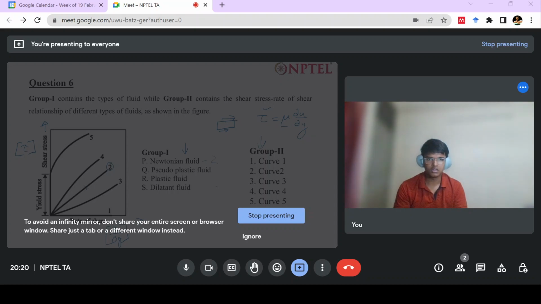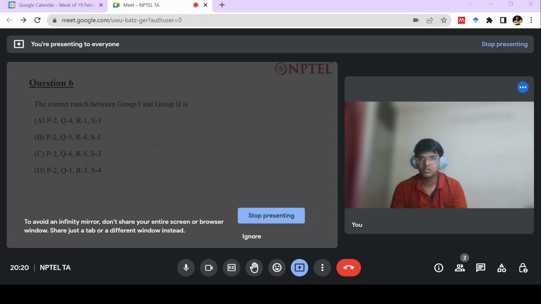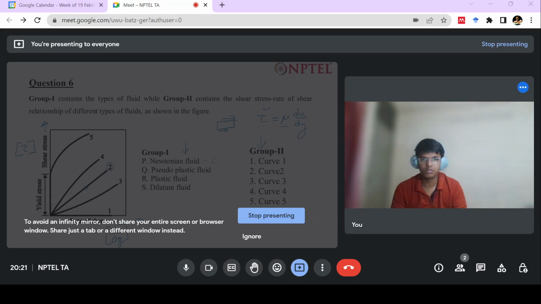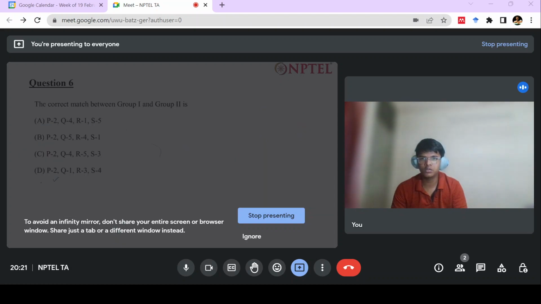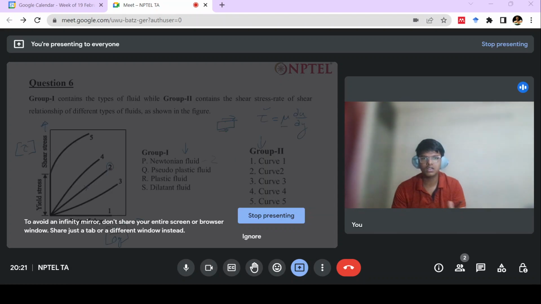So let's see what options are there. So for all of them, it's two only. So all of them have two. So any of these options may still be correct. So let's discuss each one of them. So what is a pseudoplastic fluid? Let's first discuss what a plastic fluid is. Plastic fluids are also sometimes known as Bingham plastics.